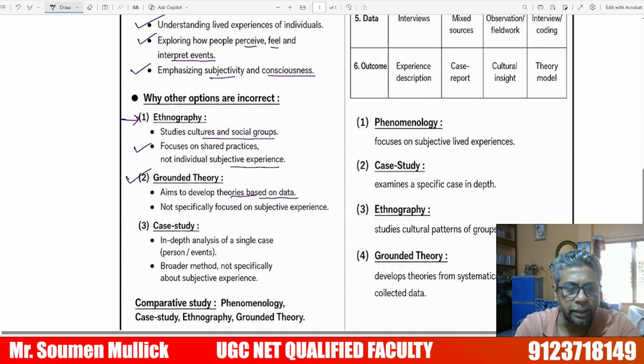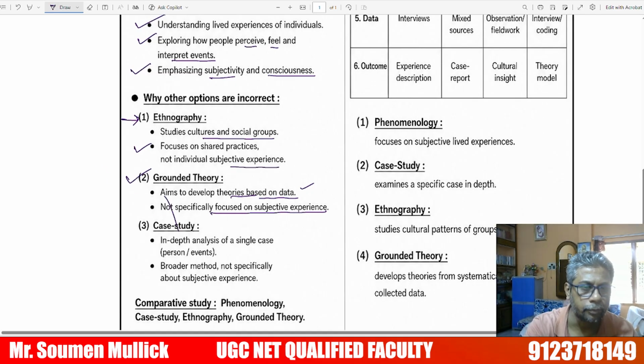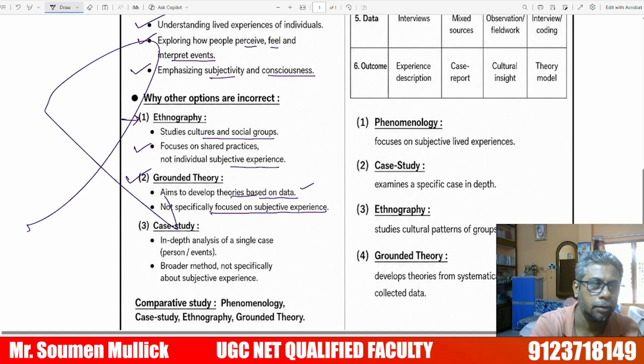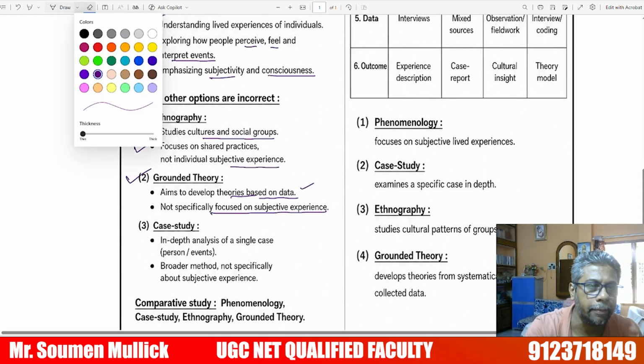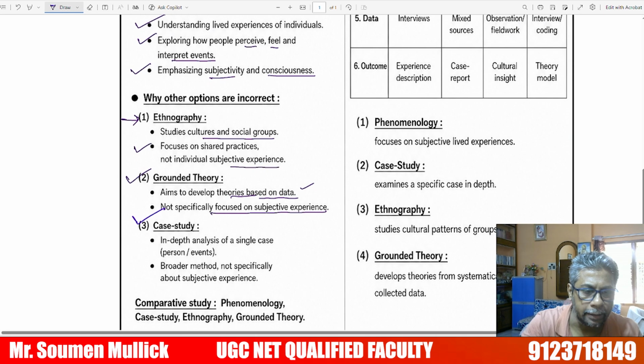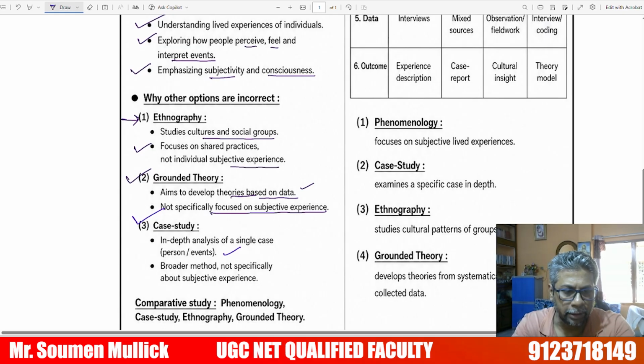Theory based on data, not specifically focused on subjective experience. What is a case study? The case study is an in-depth analysis of a single case, person or event, and a broad method, not specifically about the subjective experience.